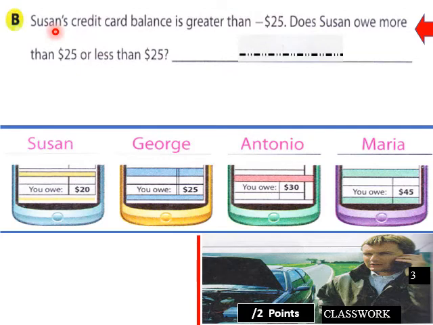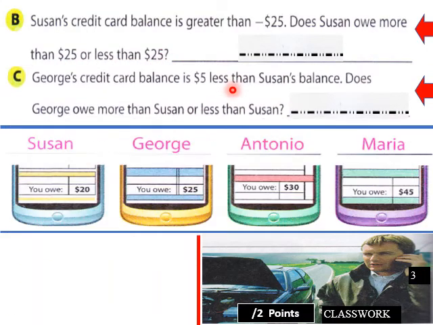So now, part B here, Susan's credit card balance is greater than negative 25 now. Now she owes more than 25. Does Susan owe more than 25 or less than 25? And that's a question, students, you can ponder about. And then part C, George's credit card balance is $5 less than Susan's balance. So he owes less, $5 less. Does George, here's George, does George owe more than Susan or less than Susan? So that's the question there.